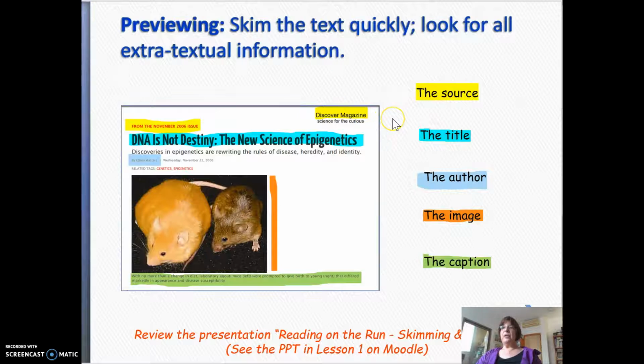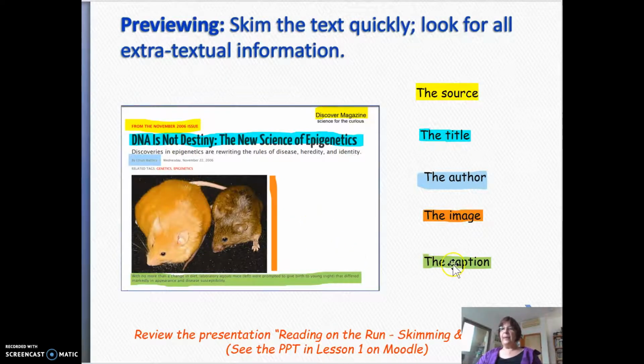And that already tells you something. You know the title, DNA is Not Destiny, the new science of epigenetics. So you know it's going to be about epigenetics, and you know that epigenetics has to do with the fact that DNA isn't everything. It doesn't determine your future, according to this article. You can see who the author is. See his name right here. You can look at this image of these two mice, and you can see that one of them is very different from the other one.